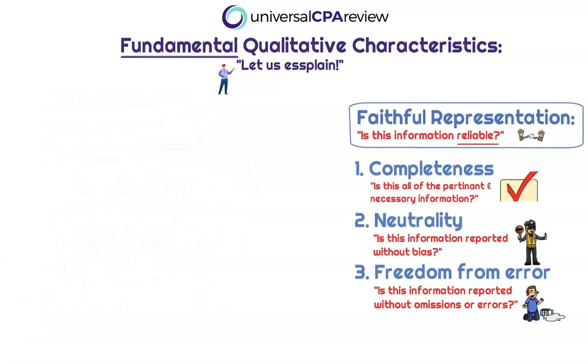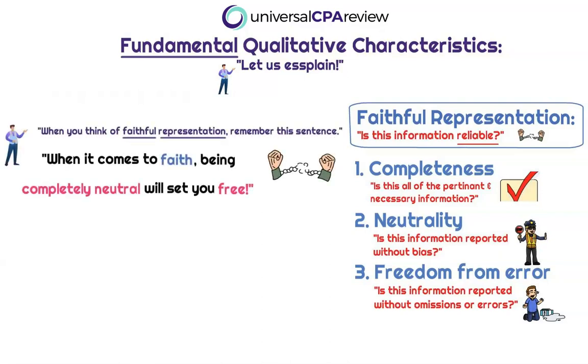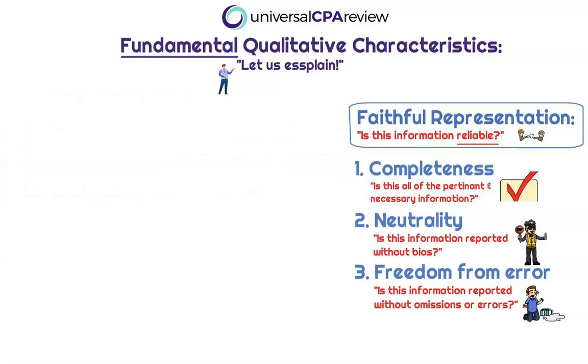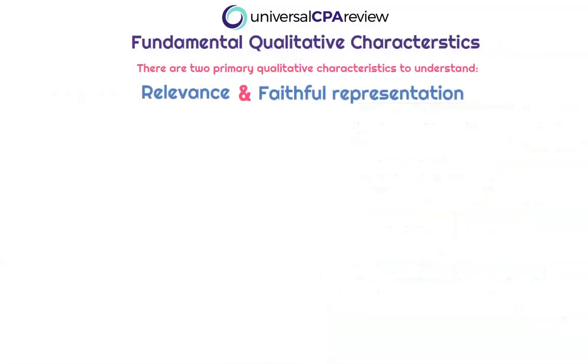When it comes to faithful representation, we're asking ourselves, is this information reliable? And the three elements of faithful representation consist of completeness, neutrality, and freedom from error, right? When it comes to faith, being completely neutral will set you free. Okay, so when presenting this financial information, we want it to be complete. Financial statement readers are going to ask themselves, is this all the pertinent and necessary information? Are the financial statements presented with a level of neutrality? Right? Is this information reported without bias? Whereas freedom from error, we want to know that the information is reported without omissions and errors.